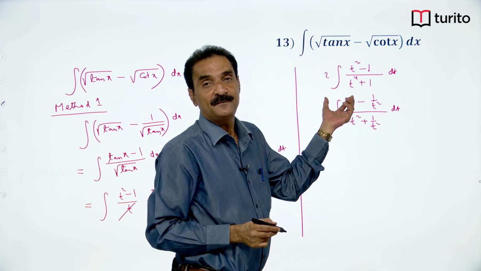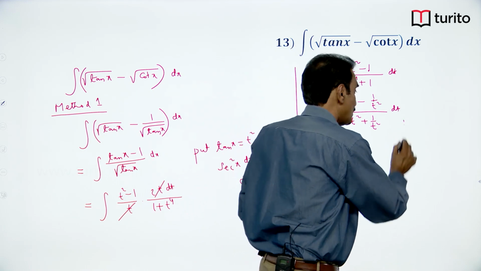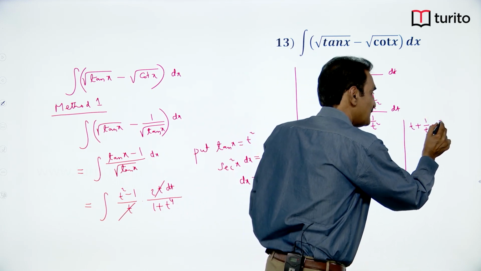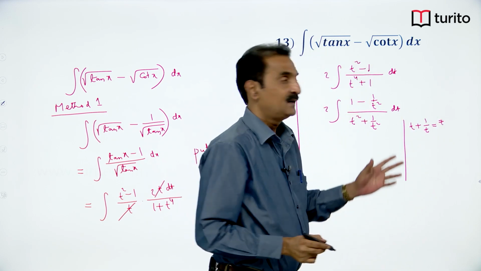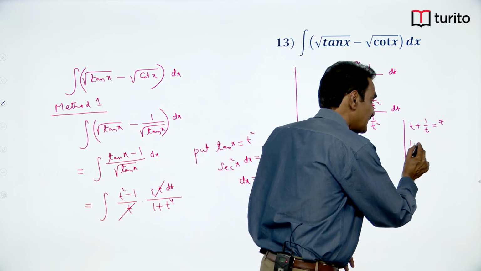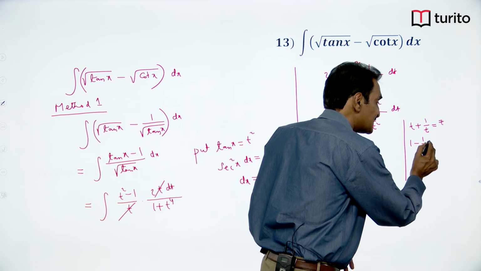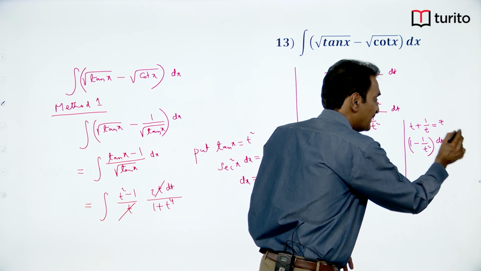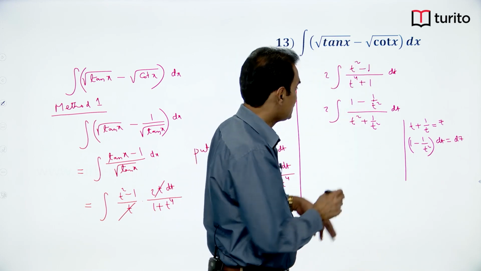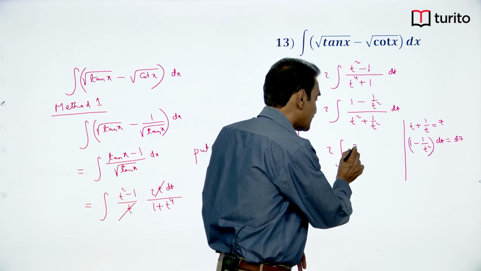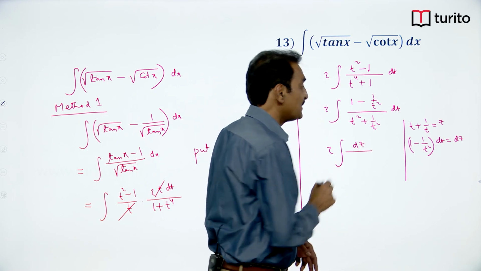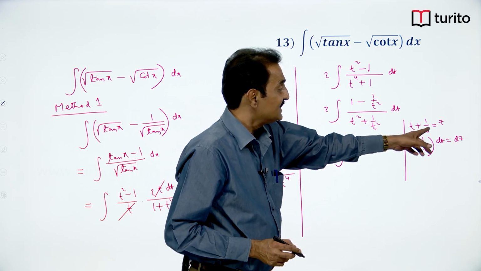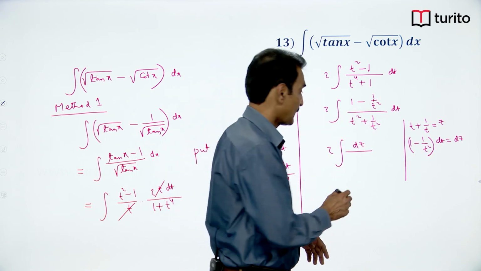Numerator is the derivative of t plus 1 by t. So, I will put t plus 1 by t is equal to some z. Then its derivative is (1 minus 1 by t square) dt is equal to dz. Then this will be 2 integral dz by, how will you write t square plus 1 by t square? z square minus 2.